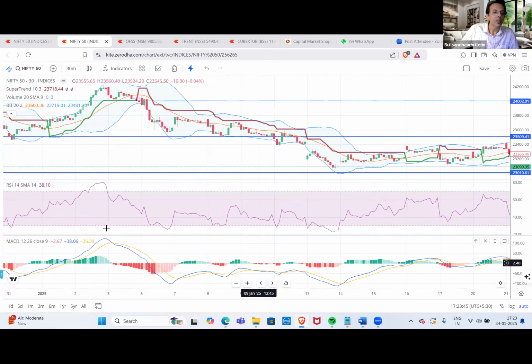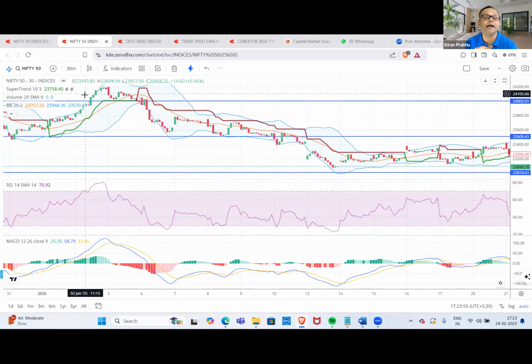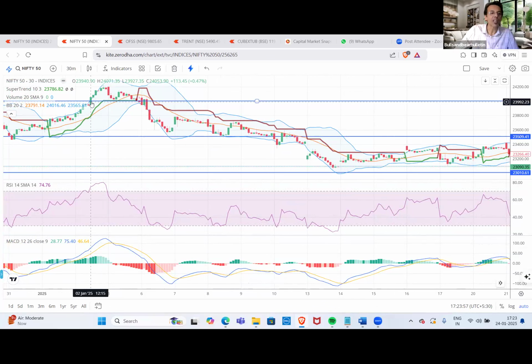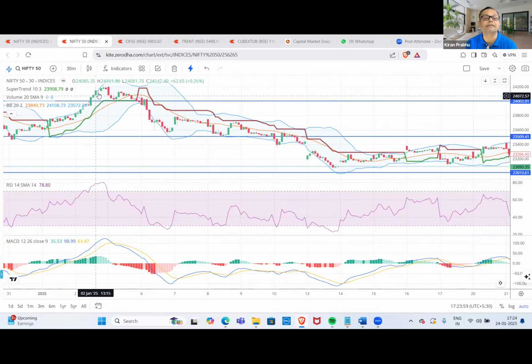Okay, there it is. We exited on the 2nd of January. This is the 3rd of January. 2nd January is where we exited, right? Correct, on the high move.